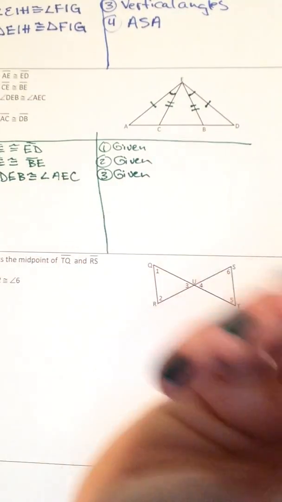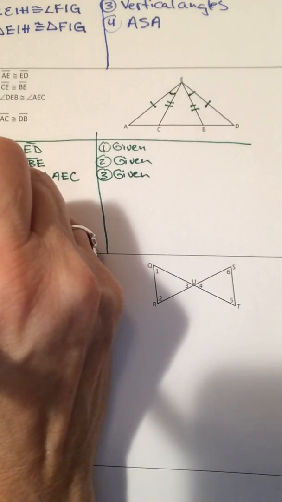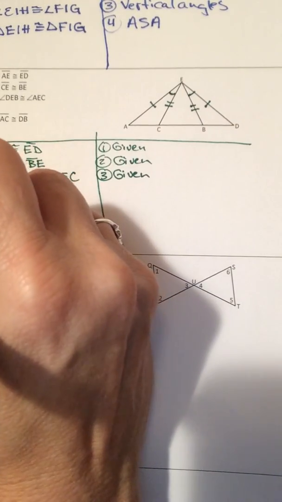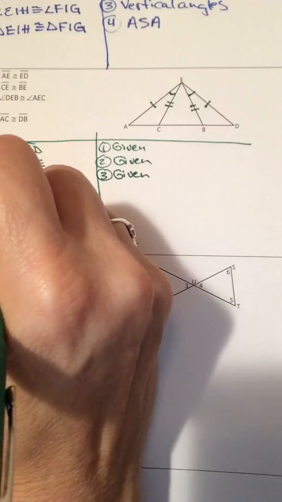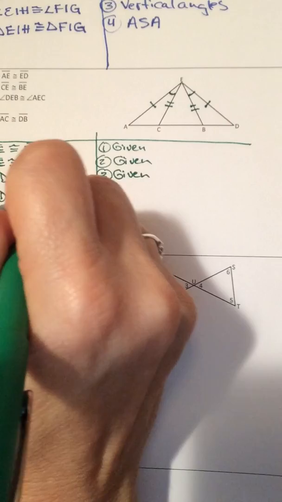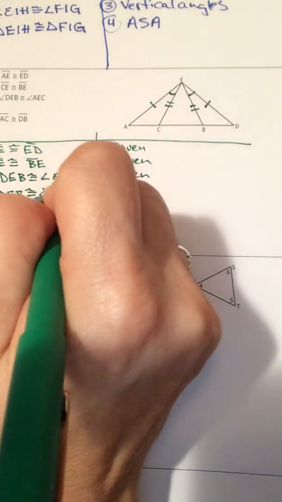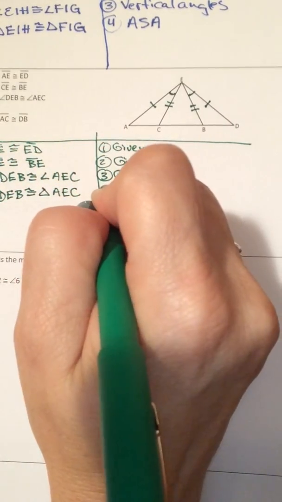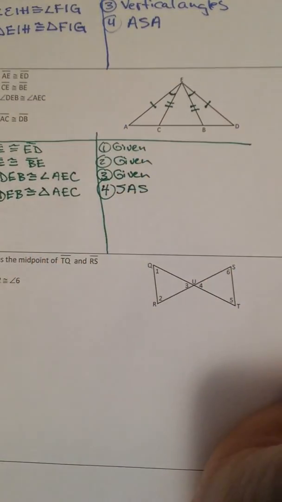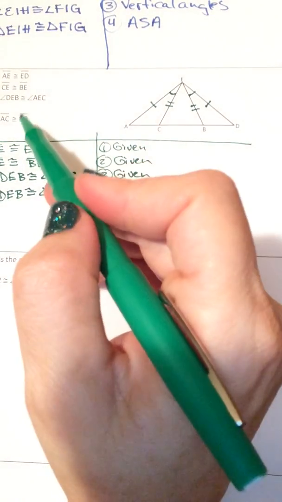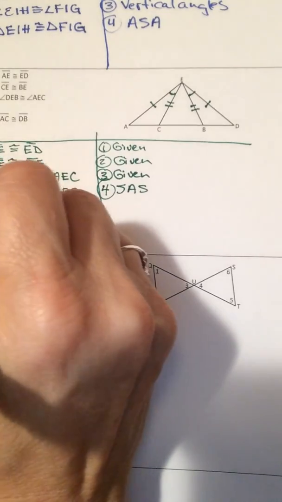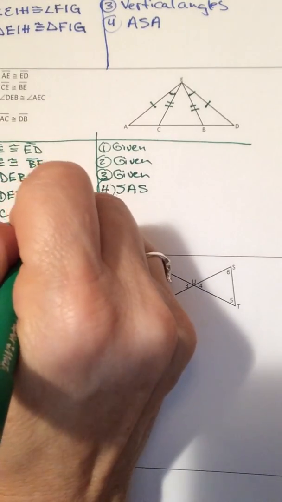So I am actually going to write the congruent statement for the triangles as my next step. So I'm going to say that triangle DEB is congruent to triangle AEC. And the reason for that is the side angle side postulate. From that, I can actually go straight to what I'm trying to prove. I can say AC is congruent to DB.